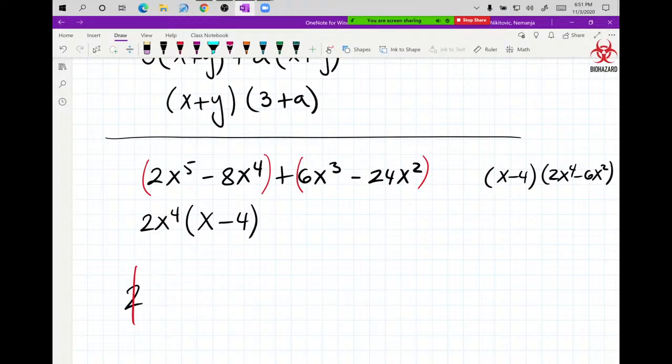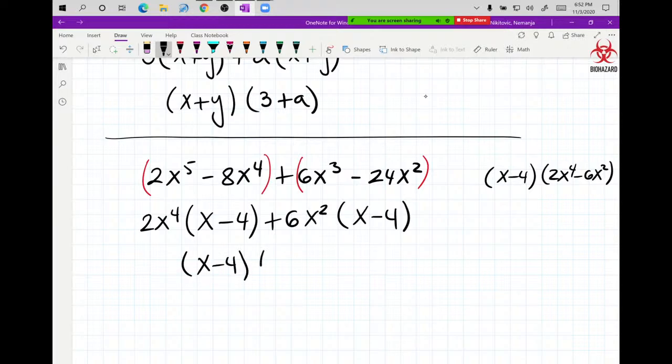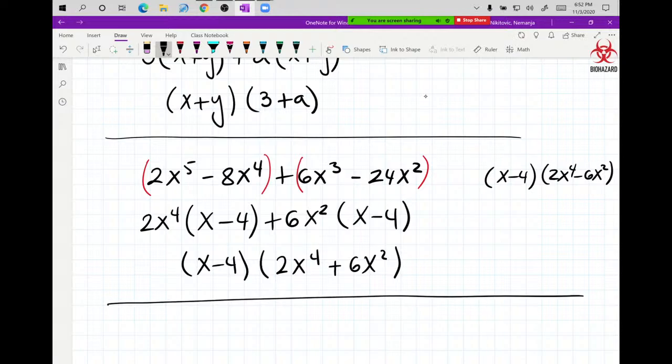Cool. So now for the next one, we are kicking a 6 out, so plus 6 and then x squared, leaving us with x minus 4. You got it. Awesome. Now x minus 4 is common, and then 2x to the 4 plus 6x squared. That was a boss move right there.